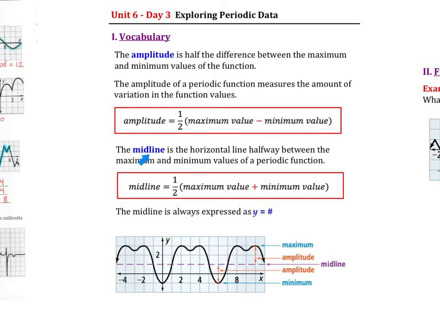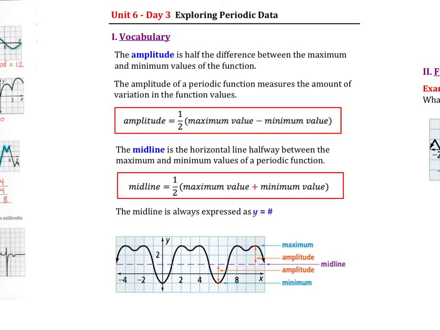Your midline is exactly what it sounds like. It's the line that cuts straight through your periodic function. If you ever need the equation of a midline, again, if you're a fan of functions and formulas, your midline is going to be half the sum. You're taking the average of your max and minimum values. Since the midline is a horizontal line, it always has to be written as y equals a number.